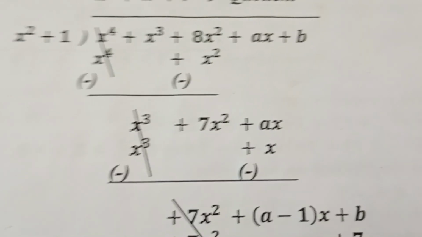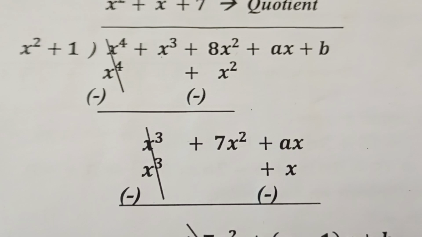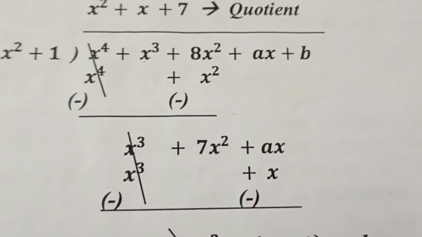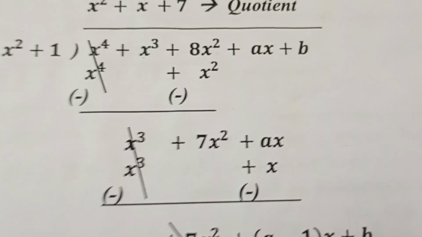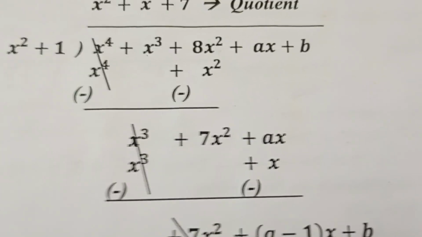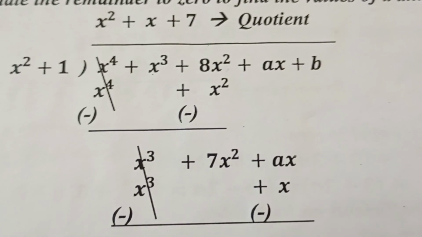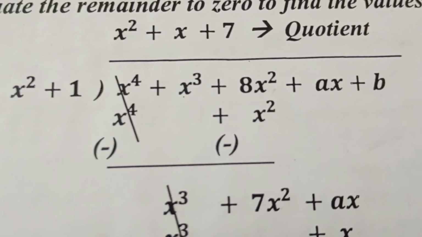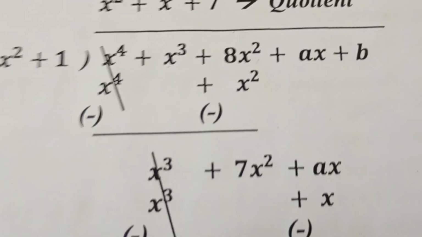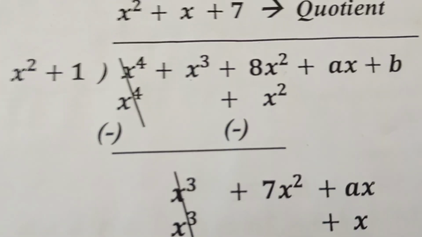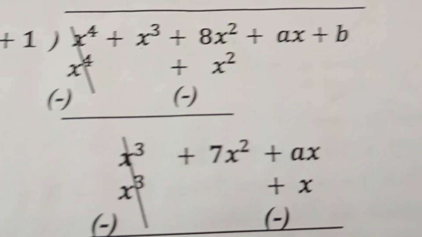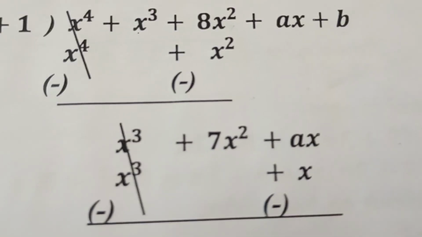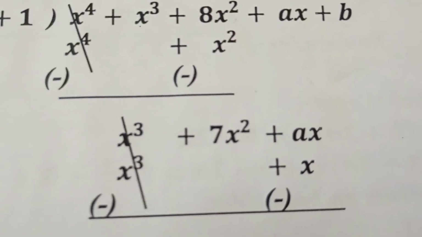Corresponding to that, we find the x cubed is there. So we have to multiply x squared by x to get that x cubed. X squared has to be multiplied by x to get x cubed, so x cubed will come there. And 1 is multiplied by x to get x, and that x is placed before the ax term. Since we don't have an x squared term, we leave a gap and write x below ax.